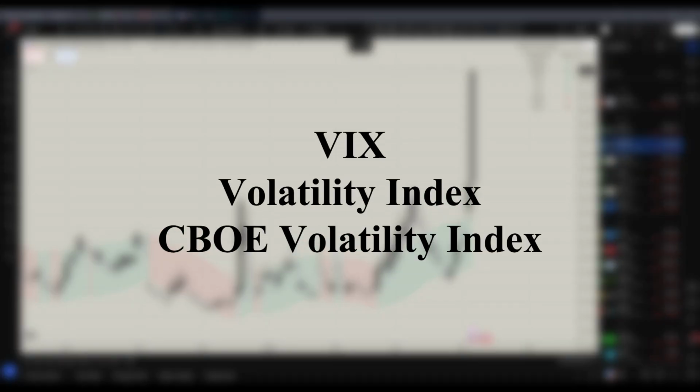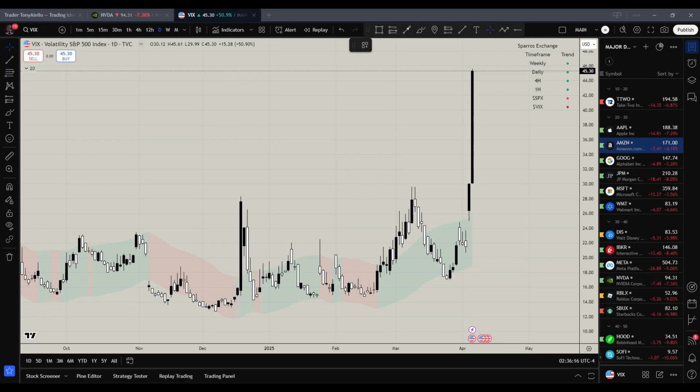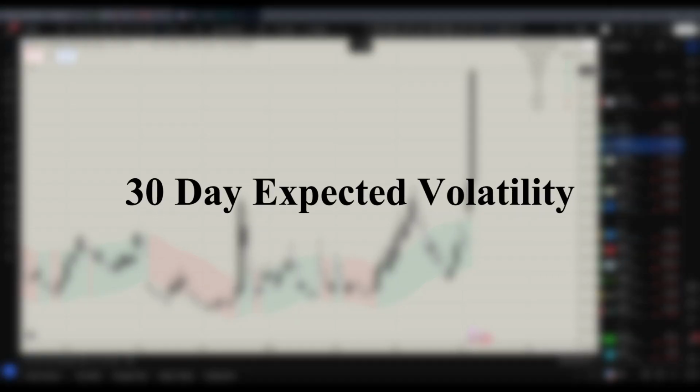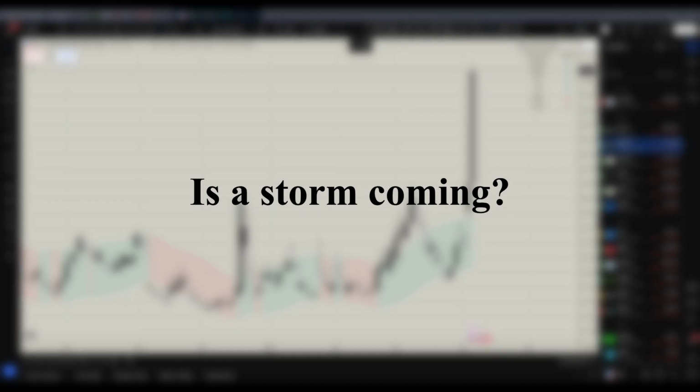The VIX is officially known as the Volatility Index or the CBOE Volatility Index. The CBOE, if you don't know, is just the Chicago Board Options Exchange, or pretty much just think of it as part of the options market. It tracks expected volatility in the S&P over the next 30 days. It is not telling you the current volatility, it is telling you the expected volatility based on current options prices. Think of it like a weather forecast. It's not telling you if it's raining right now. It tells you if people are buying umbrellas because they think a storm is coming.